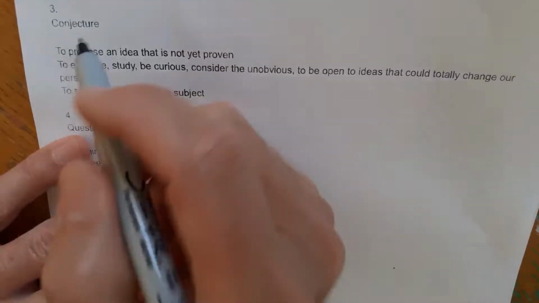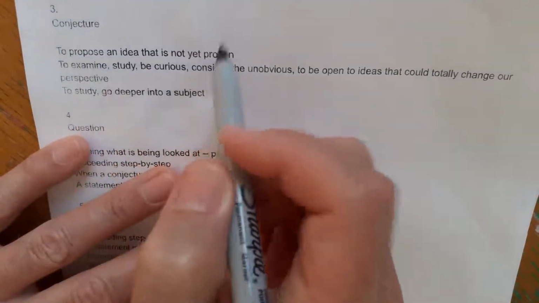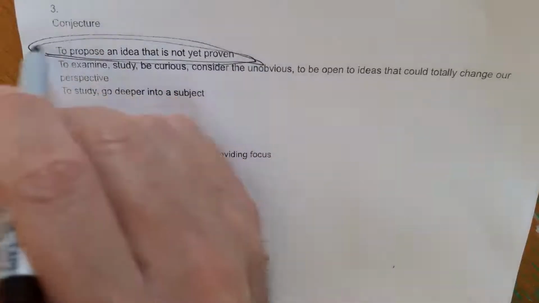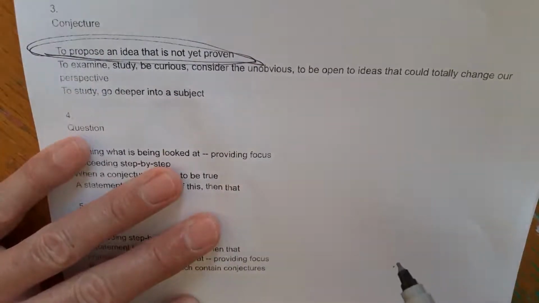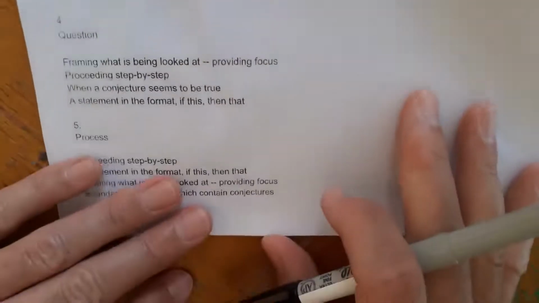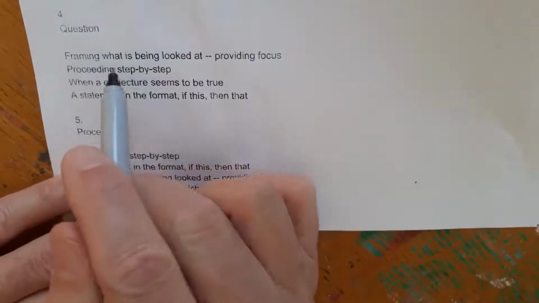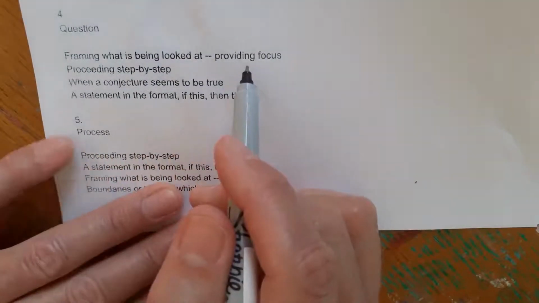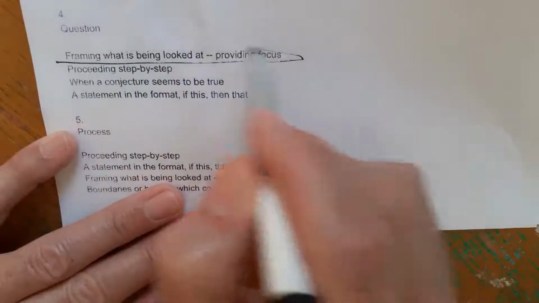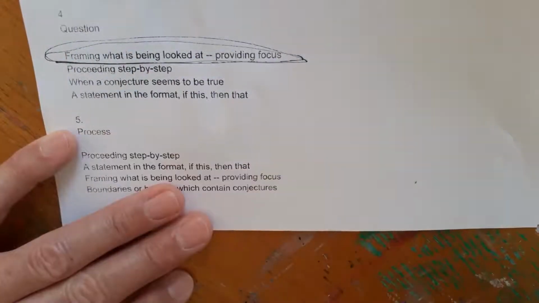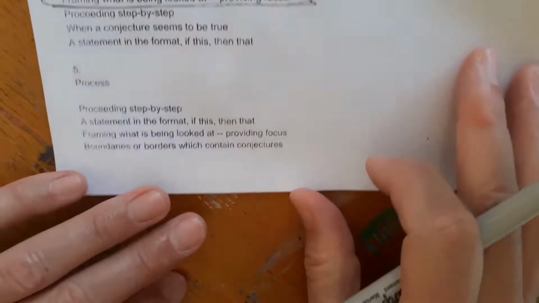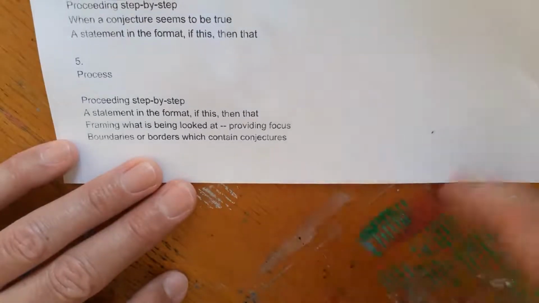So conjecture. Conjecture is to propose an idea that is not yet proven, to propose something that's kind of radical, and then see if we can go prove it through the next step, which is question, framing what is being looked at, providing focus. So framing up the topic at hand into a good question, so that we can share it with others and communicate the ideas we have.